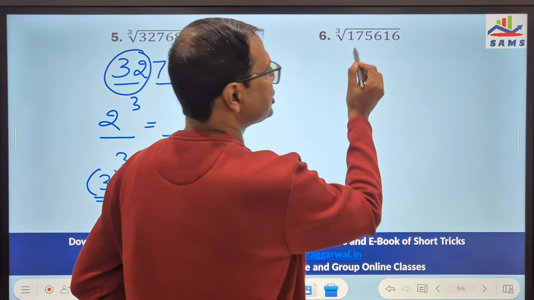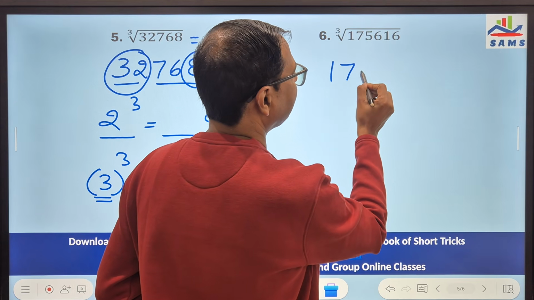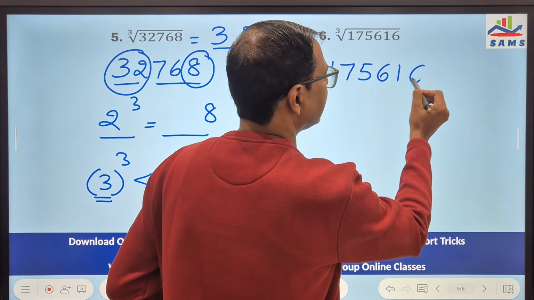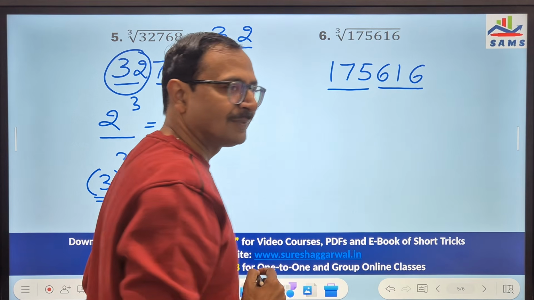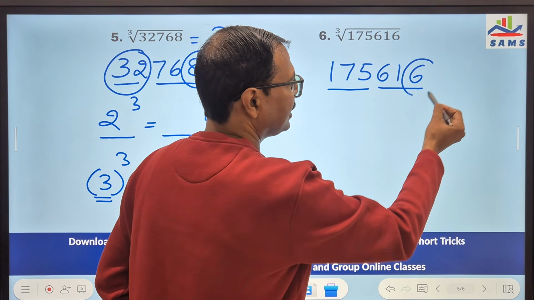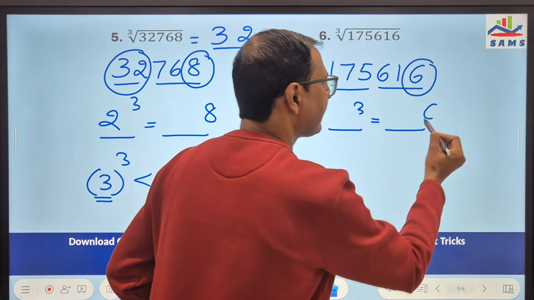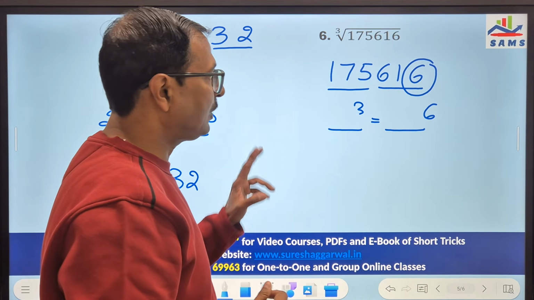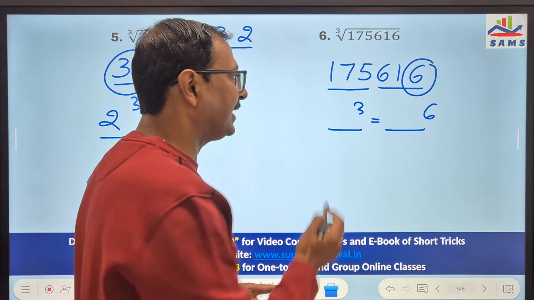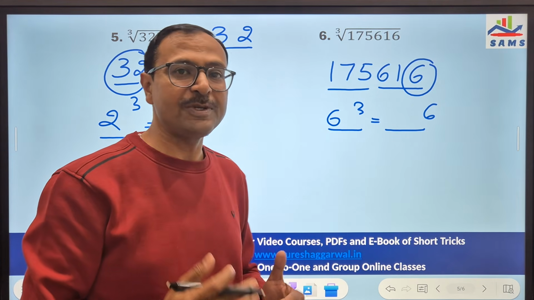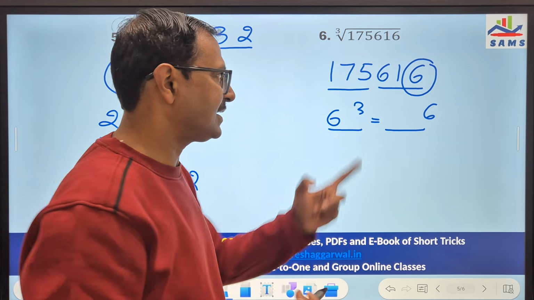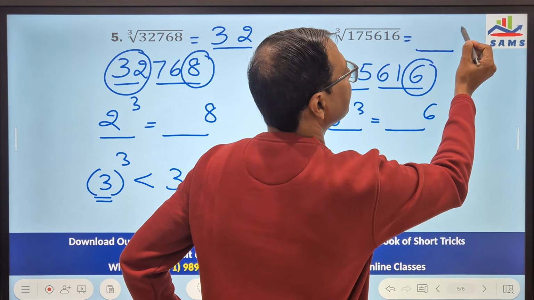How about this 6-digit number? 1, 7, 5, 6, 1, 6. 3-digit, 3-digit. So it ends in 6. So which cube ends in 6? You should know that there is only one number whose cube ends in 6, and that is 6 itself. 6 cube is 216, ends in 6. So the answer is going to end with 6.